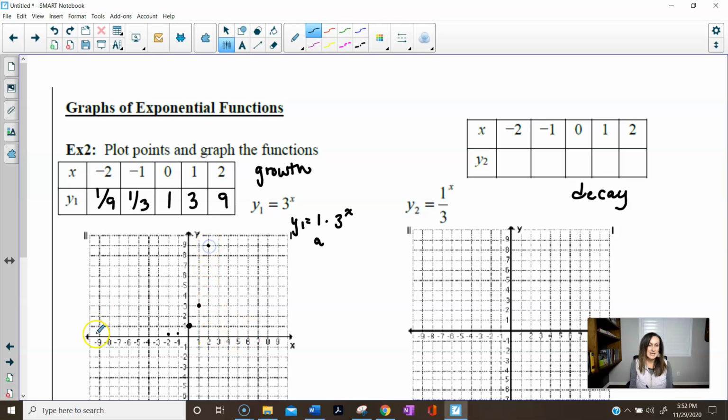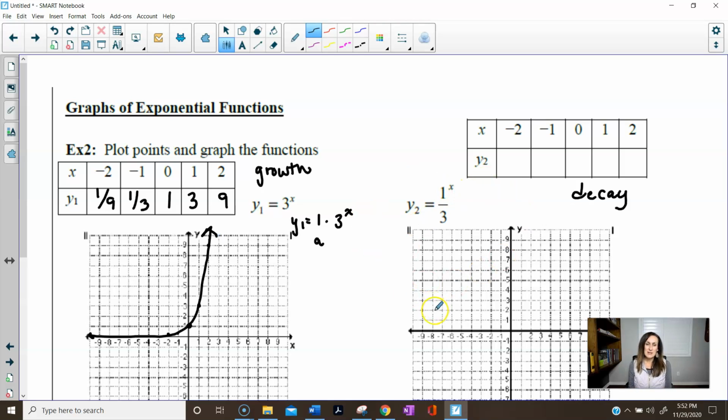So you can see that this starts out really slow, and y equals 0 is the asymptote. And then you can see that this moves up rather quickly. This is called exponential growth, where it starts out really slow and then it gets big really fast.